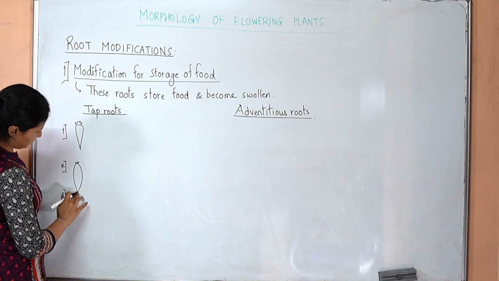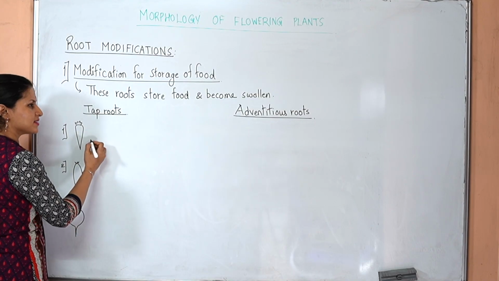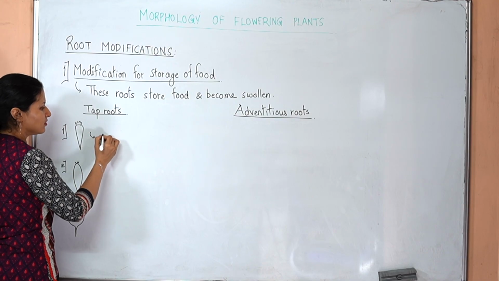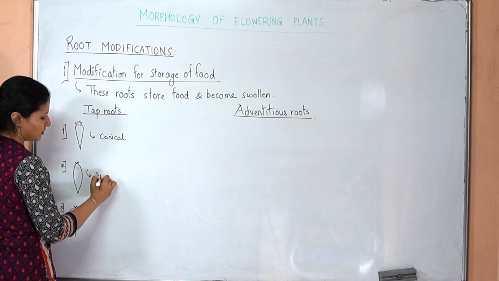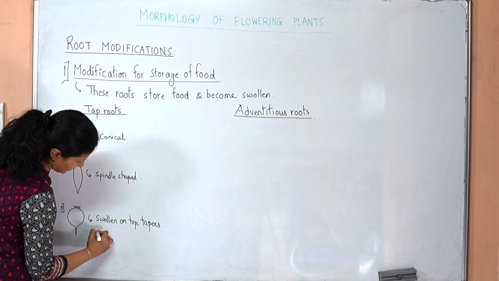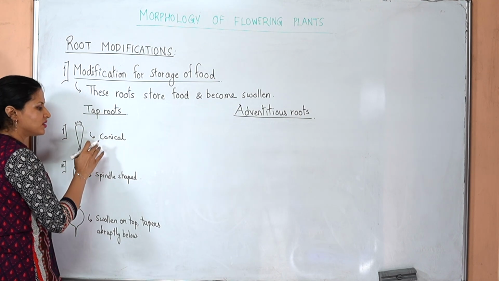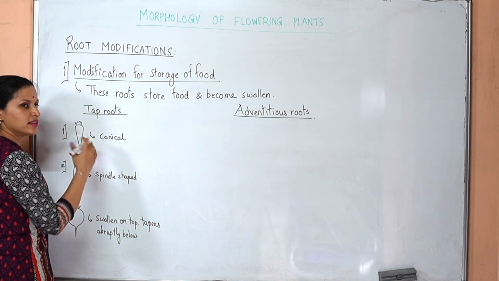Do you know what this is? And then you have the third one. Can you identify these roots? Yes, this is a carrot. How is the shape? This has a conical shape. What about this one? This is a spindle shape. What about this one? Swollen on top, tapers abruptly below. All these 3 are modifications of taproot, and because of the differences in their shape, they are named differently.